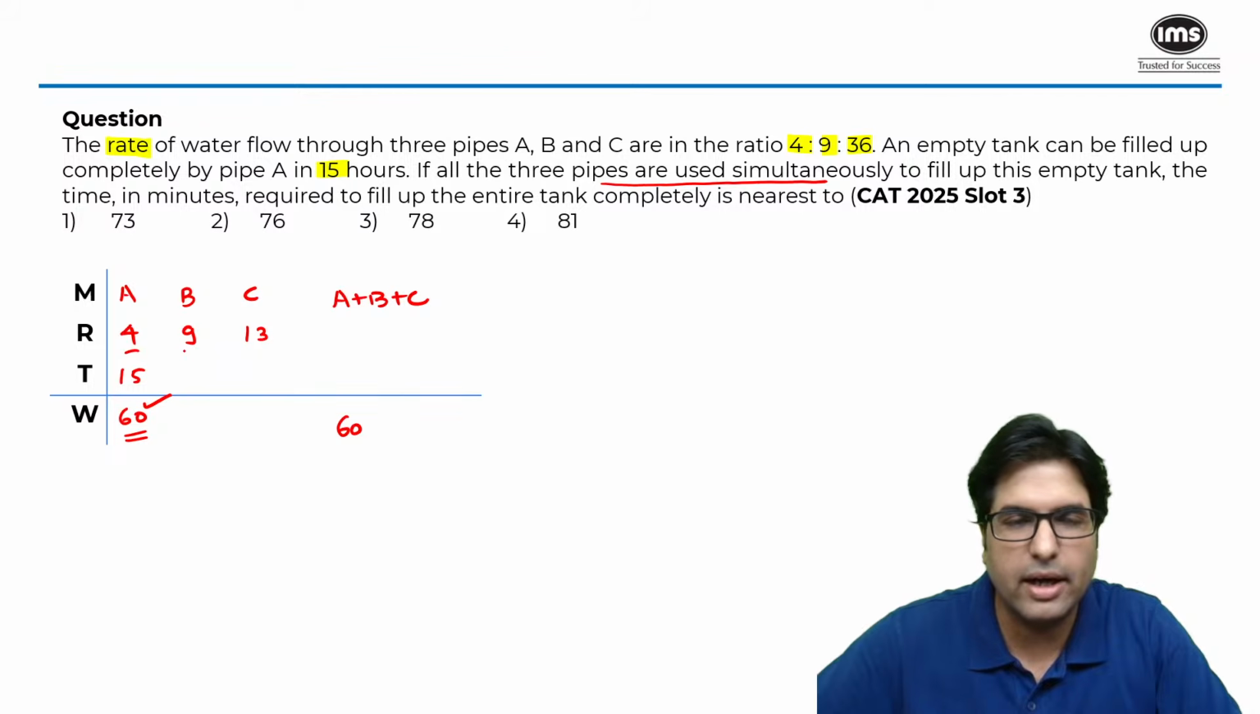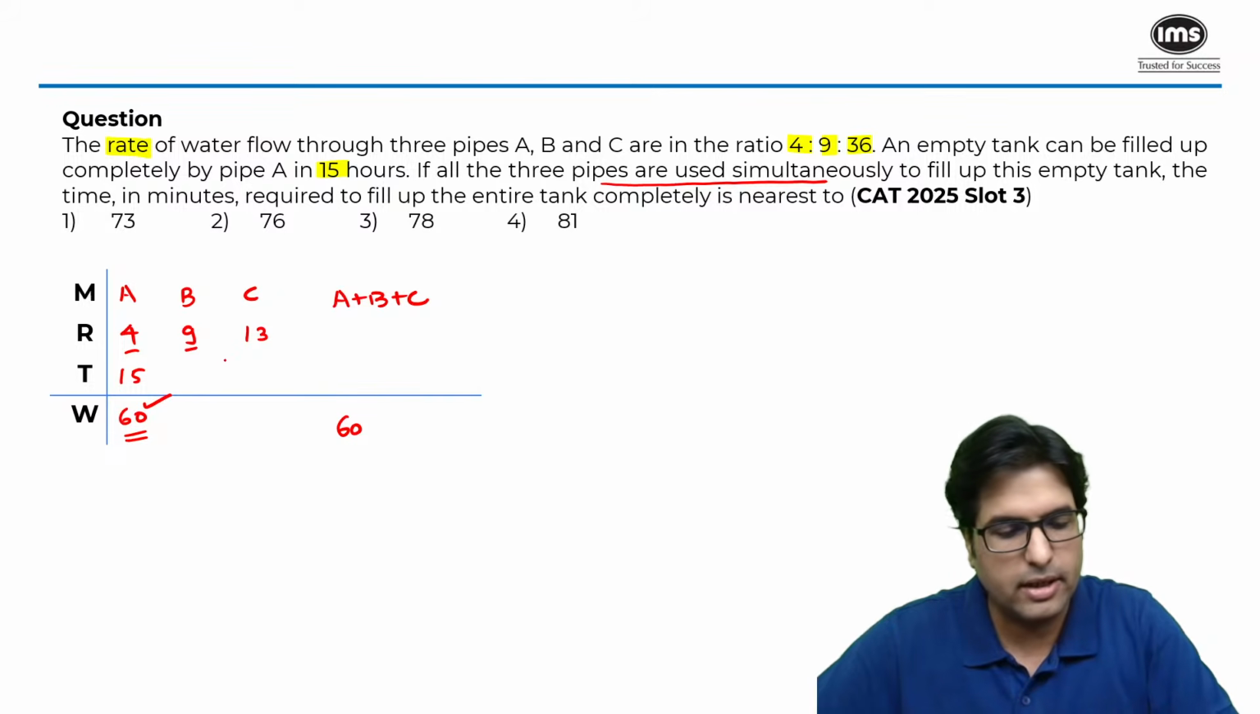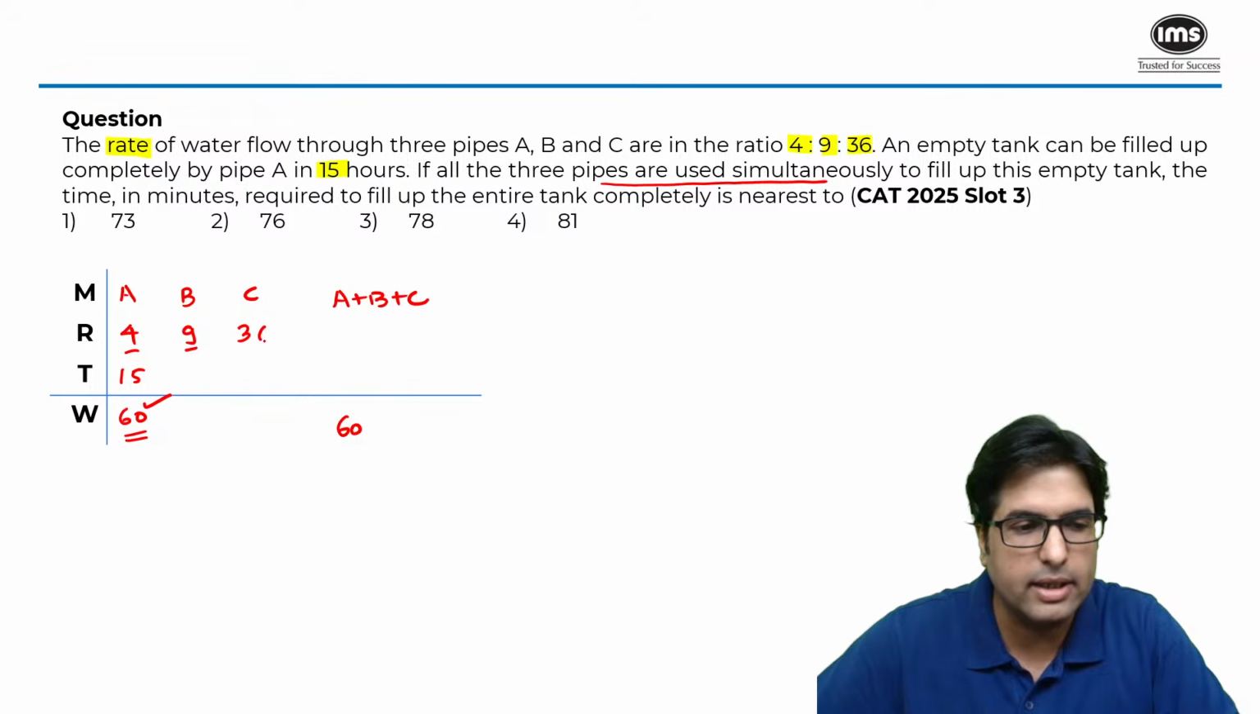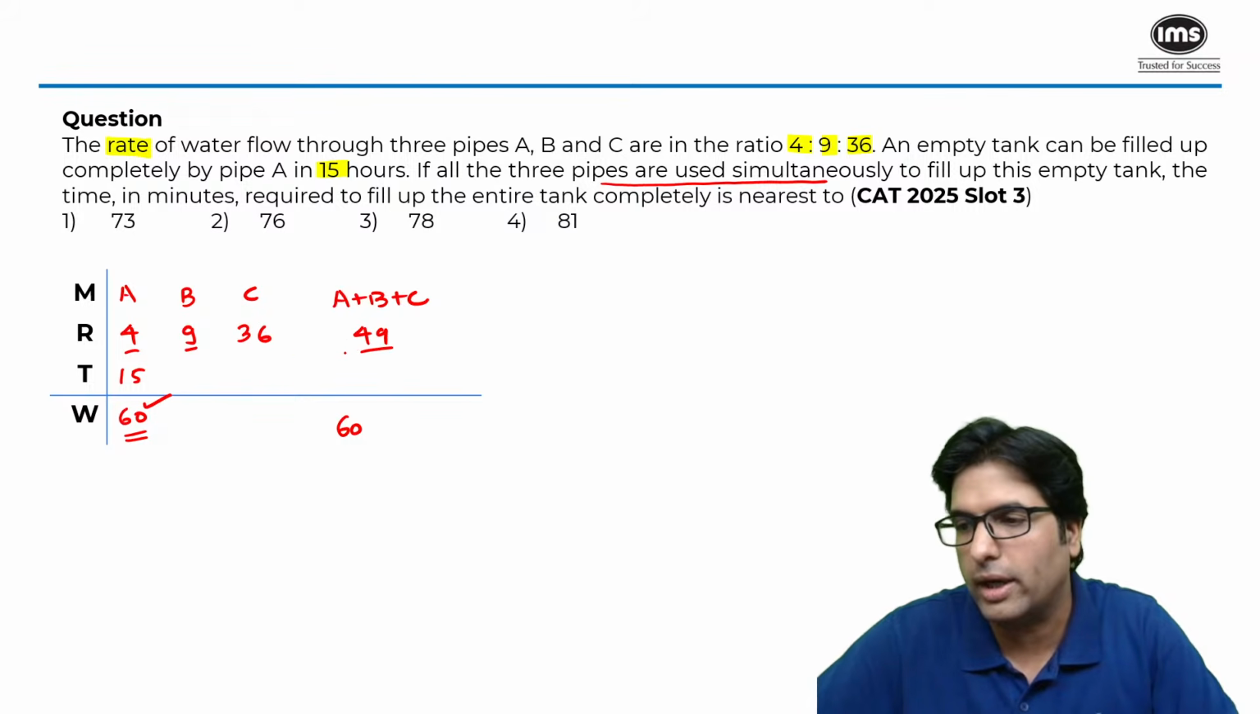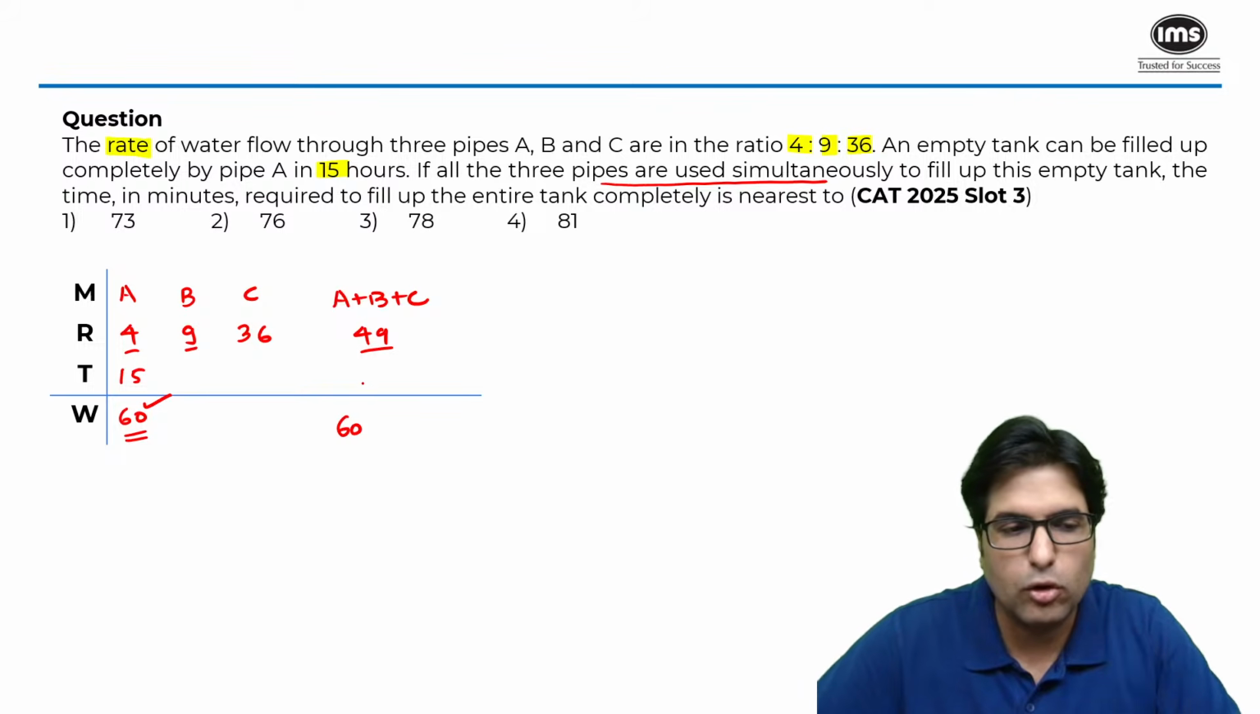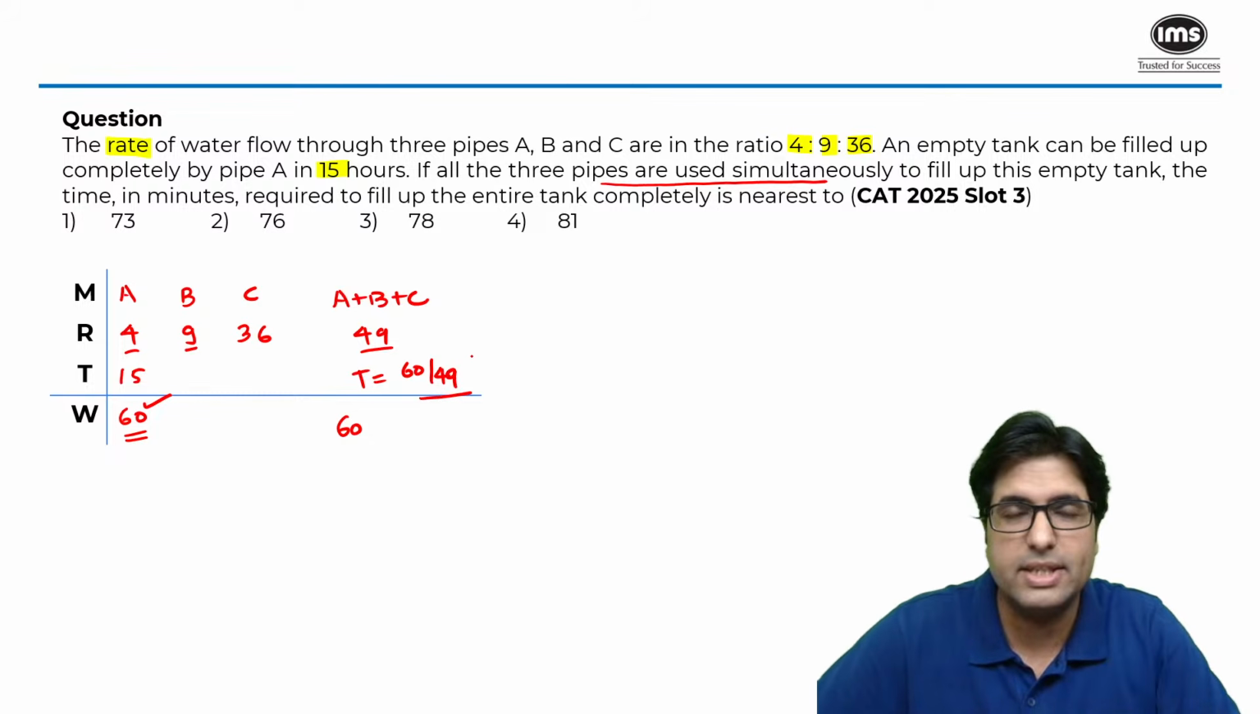So if we add the rates 4 and 9, 13 and, sorry, my mistake, this is 36. So 4 and 9 and this is 36. So 13 and 36, this rate comes out to be 49. If this rate comes out to be 49, the time required is pretty simple, 60 by 49. Unfortunately, there is no option with 60 by 49.